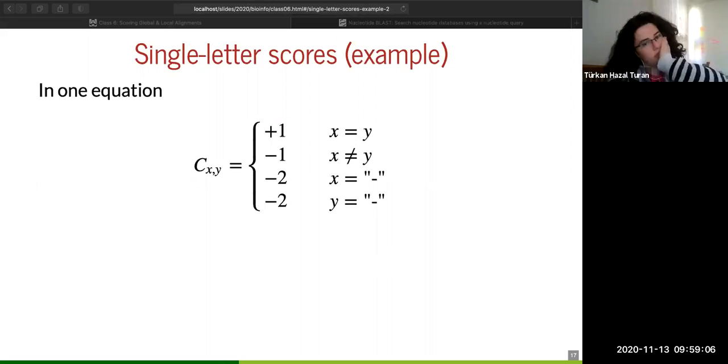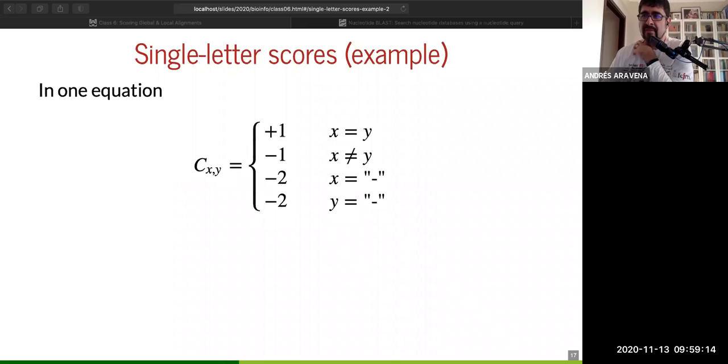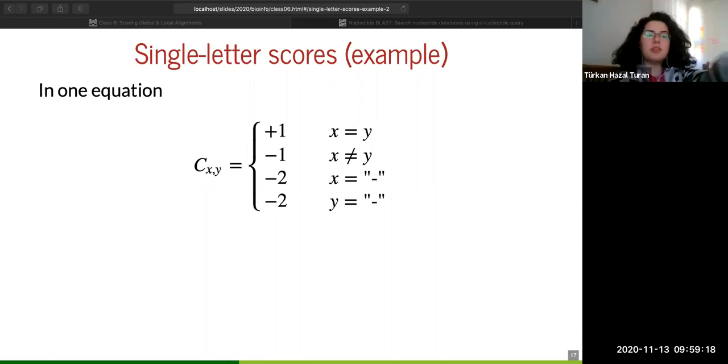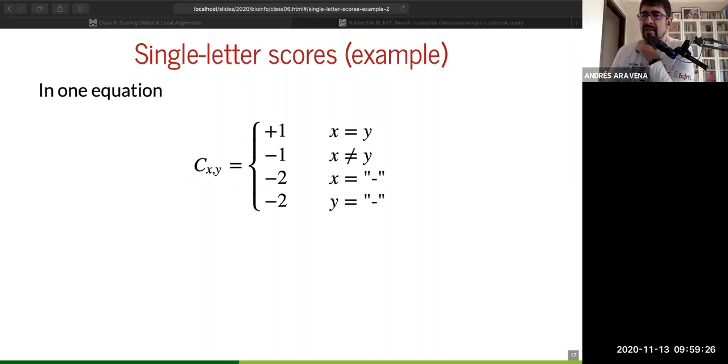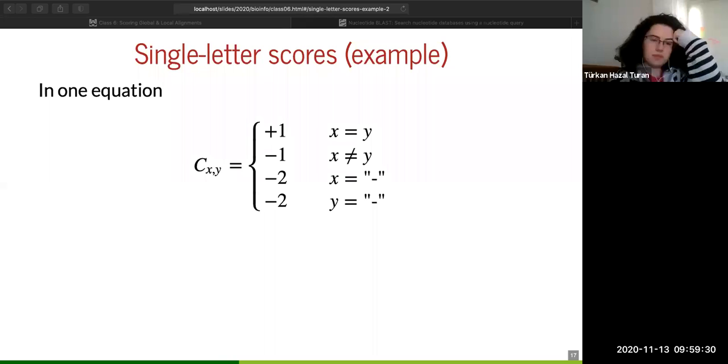Isn't it either X or Y is minus a gap? No, X or Y are letters. Are, for example, ACGT. Yeah, I know, but when the equation is equal to -2, you said X is a gap or Y is a gap. Yeah, if you are aligning a letter to a gap, you get a score of -2.